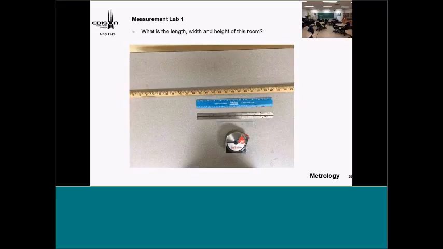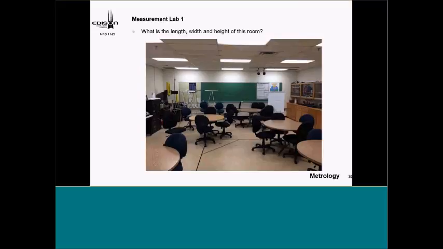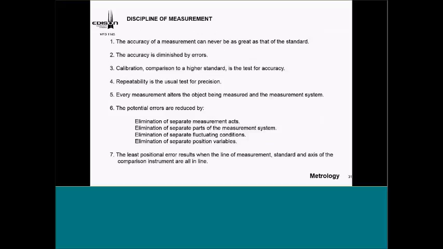All right, so they get the measurements, and they're saying, oh, my goodness, we must be off. Look at that tape measure. Well, I'm saying, okay, now how do you know the tape measure is correct? Because if you look at the room, how do we make mistakes in measurement then? Well, the accuracy of measurement is only going to be as great as that of the standard. Accuracy is diminished by errors. And again, I hit calibration here. Calibration is a comparison to a higher standard or the test of accuracy. And again, repeatability is the usual test for precision.